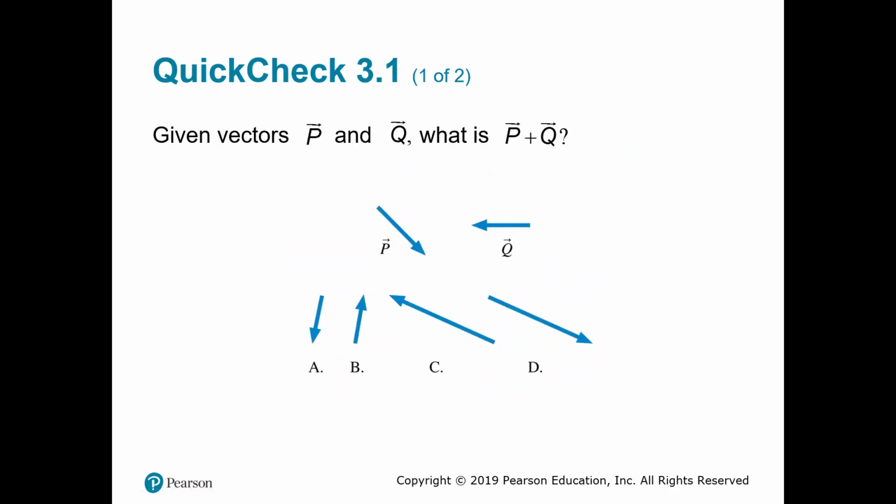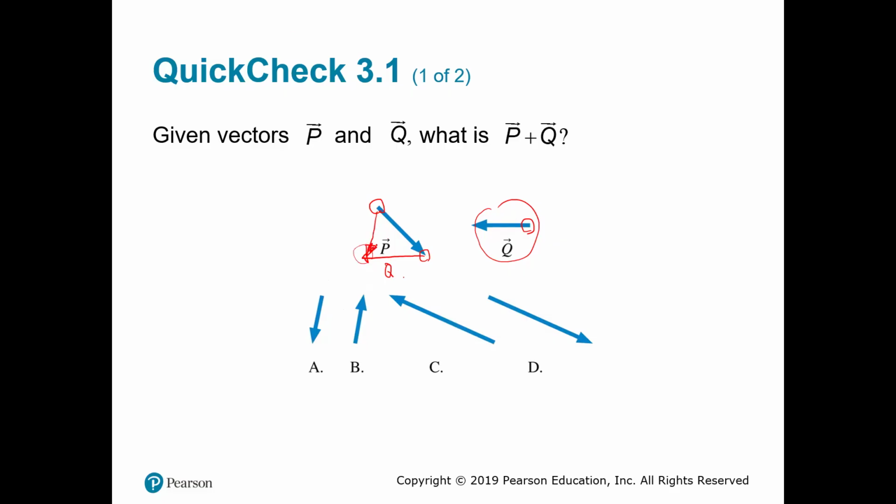So now we have a question. Given vectors P and Q, what is P plus Q? Again, this rule is the same. You draw the P vector, which is already drawn, and then you move the Q vector. In other words, you draw the tail of the Q vector at the head or tip of the P vector. So this is now your Q vector. And then if you connect, this is your start, this is your end, right?